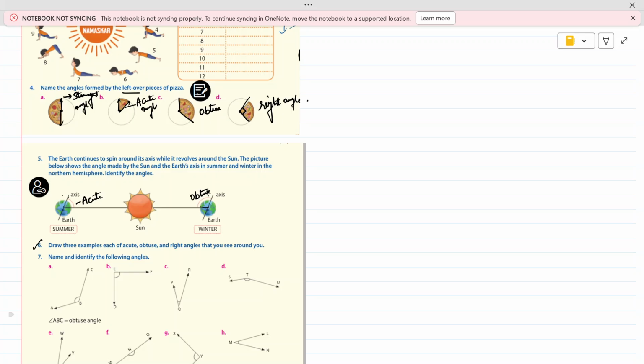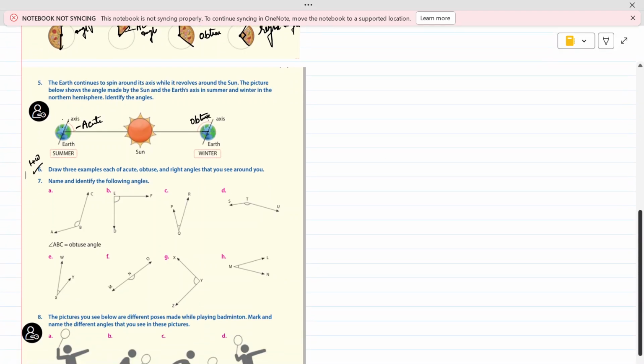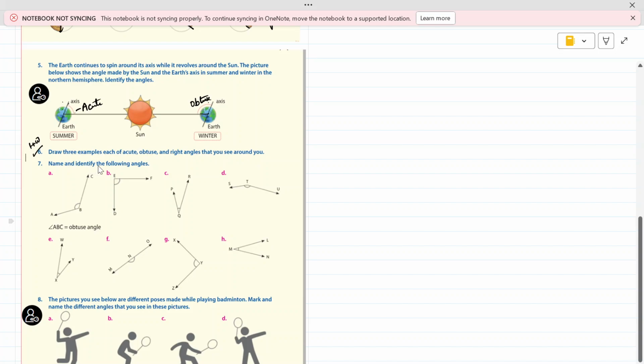Now, draw 3 examples each of acute, obtuse, and right angles that you see around you. So this is homework I am marking, and you will find many objects inside your room only where you will get examples of these. Okay, now name the following angles. So kids, this is very easy. I'm going to pick up only a few. First, I want you all to write down the name of the angles properly.